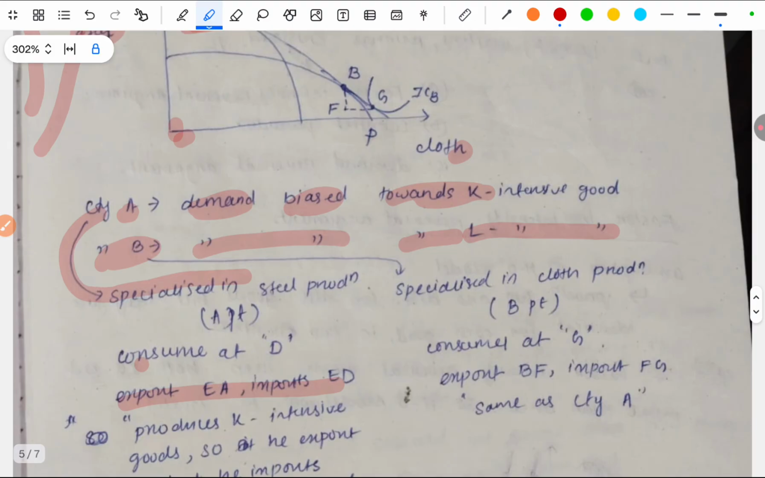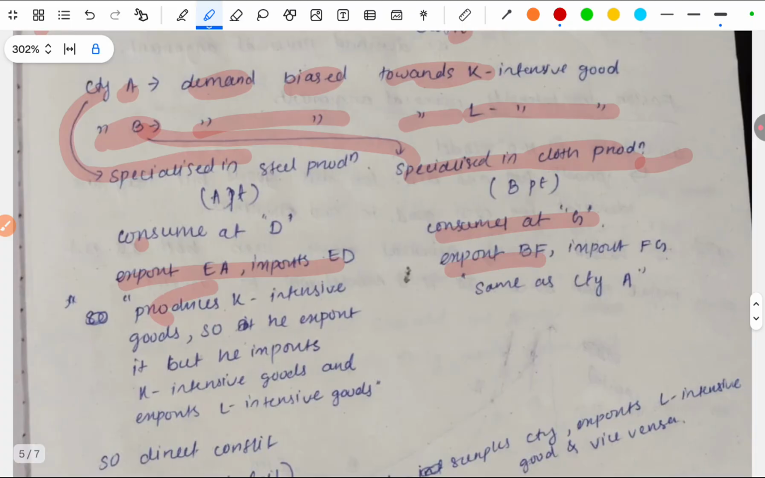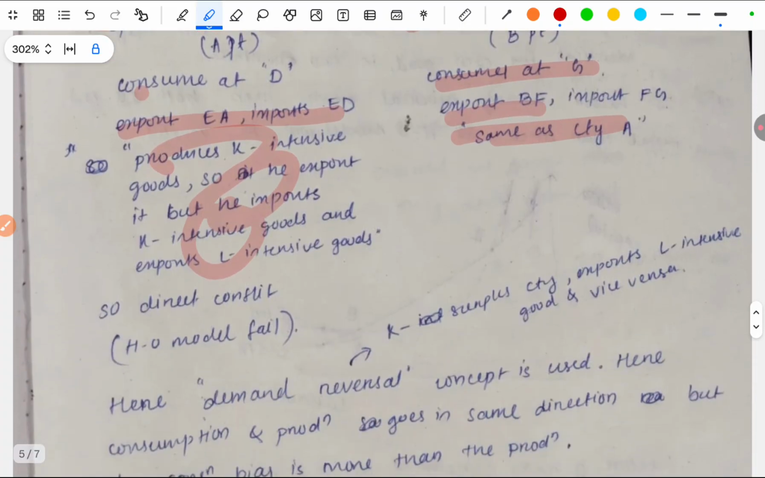Here, in country B, specializing in cloth production, which is at point B, which is labor intensive goods, it consumes at point Z. This is BF export, this is FC import. Same for country B, it behaves the same as country A. So there is a direct conflict with the HO model.